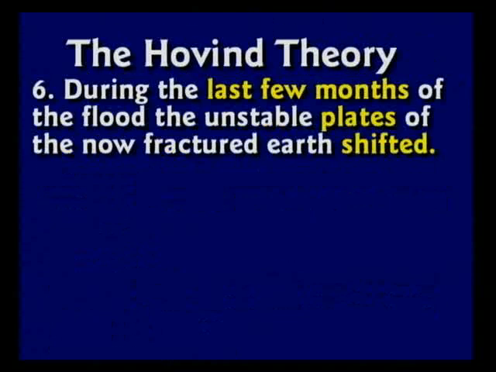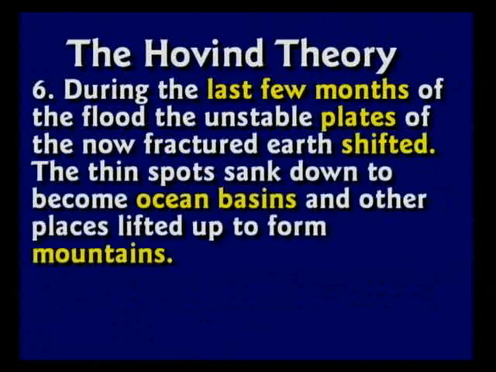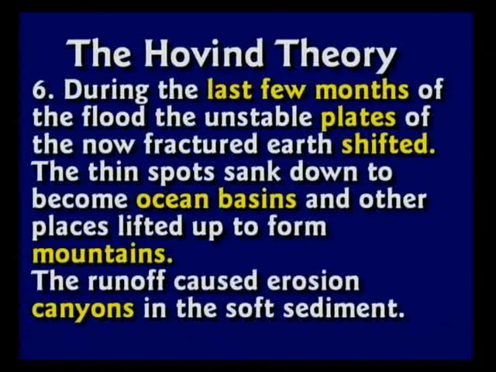During the last few months of the flood, the unstable plates of the fractured Earth shifted and moved around. Pieces lifted up, other places sank down. Thin spots would sink down, and the water would rush in, filling it in to make an ocean. The places where it lifted up would become the mountain ranges. On the way from the top to the bottom, it's going to wash out a lot of canyons in a hurry. So canyons were eroded because the sediment was still fairly soft after the first few hundred years after the flood.